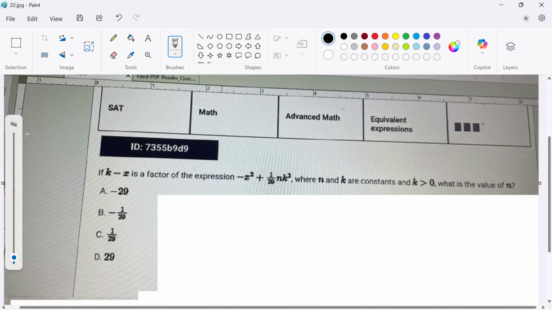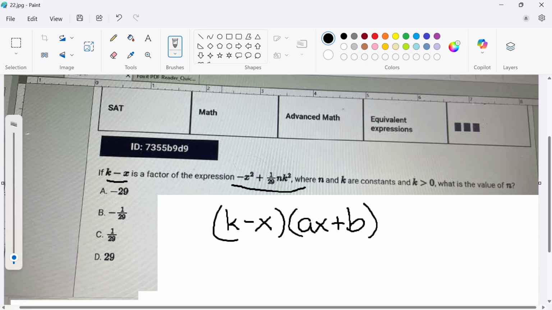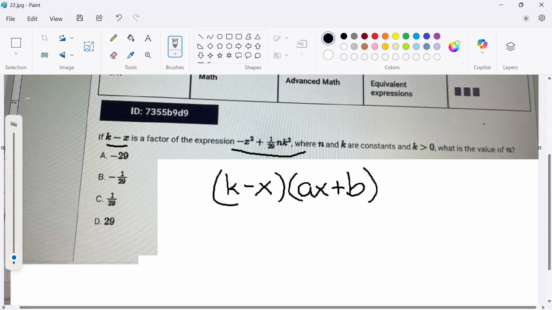Well, this is a polynomial. If I divide a polynomial by a binomial, k minus x in this case is one factor. The other factor is going to be some form of ax plus b, and you can write that on your math cheat sheet. If I divide this by k minus x, it's going to be some form of ax plus b as the other factor. Because this thing is squared, there should be two factors.